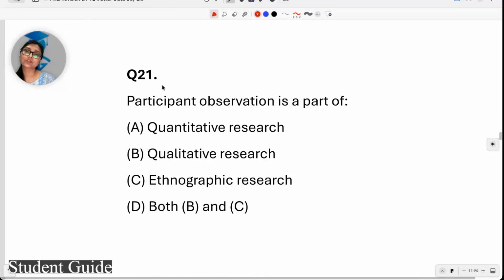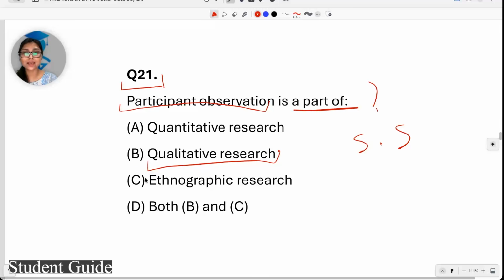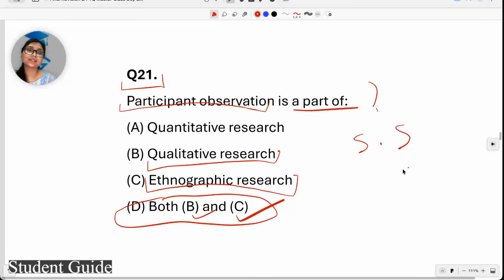So this one is the first question, that is 21, but for today's session it is just number 1. So the question is asking participant observation is a part of. So participant observation means in that type of research where you will observe your participants. Okay, so basically it comes from social science research, and it is the qualitative one, qualitative research, and again it is an ethnographic research too. So option number D, both B and C is the correct answer.